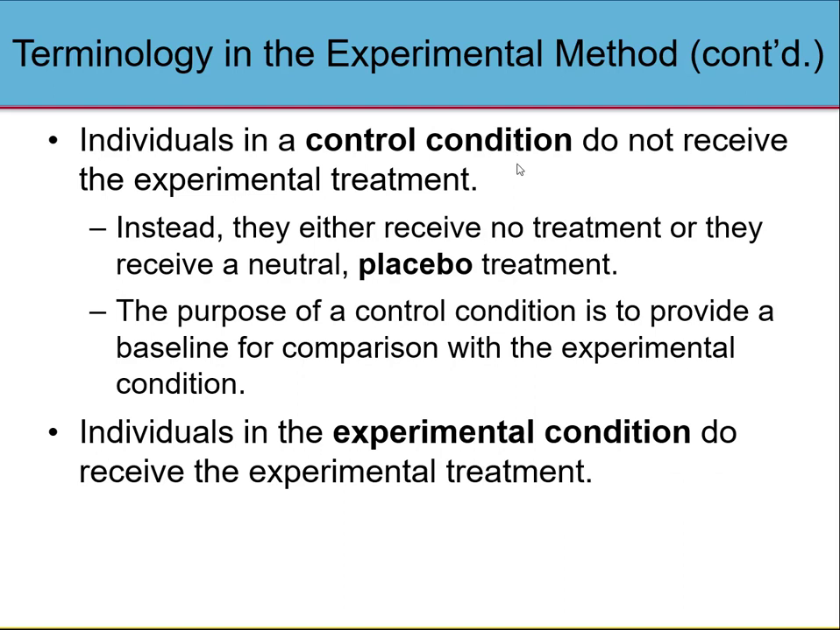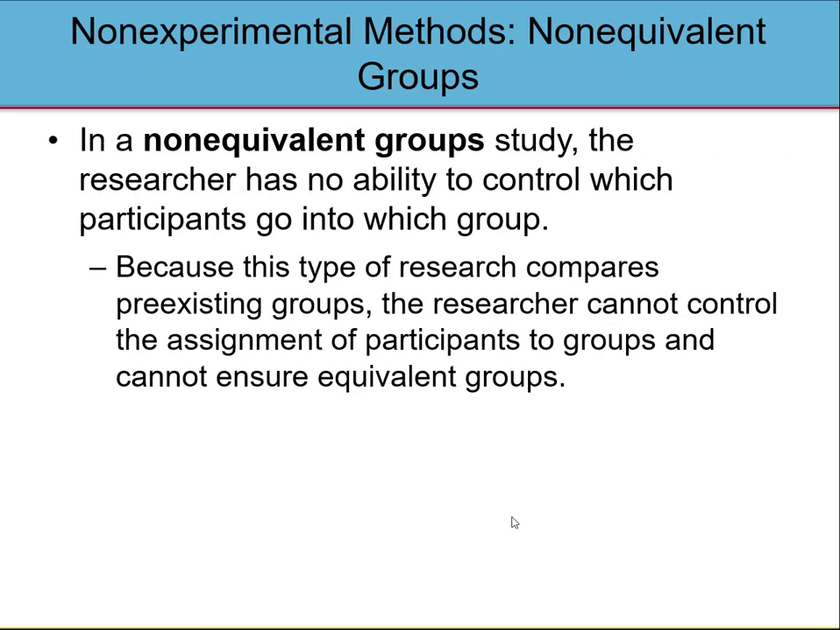So individuals in the control condition is business as usual, or it's a placebo, but we don't do that in education studies, so it's usually just business as usual, and then the treatment group or the experimental condition gets some sort of intervention. In a non-equivalent group study, this is also called a quasi-experiment. This is typically what we do because we get kids that are already given to us in classrooms or in groups or in schools.